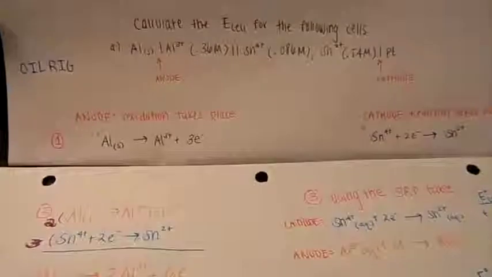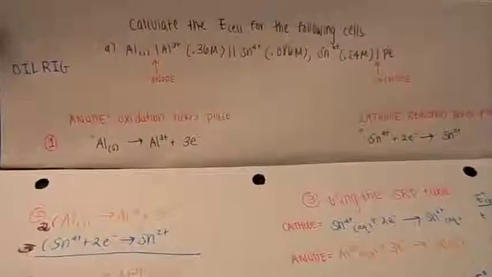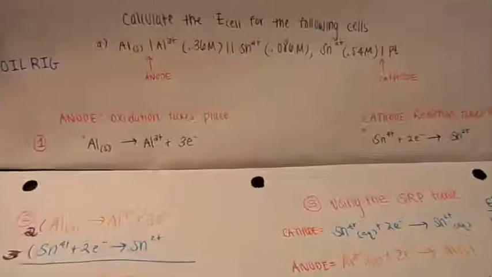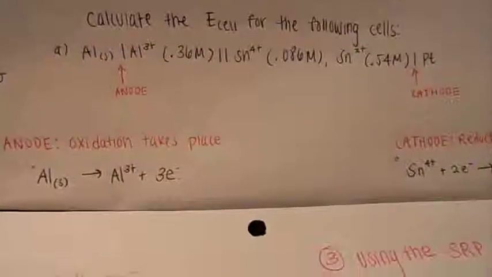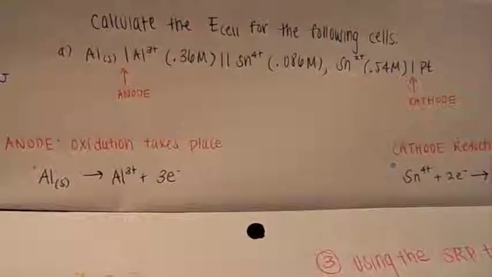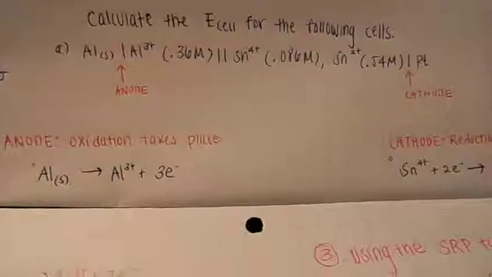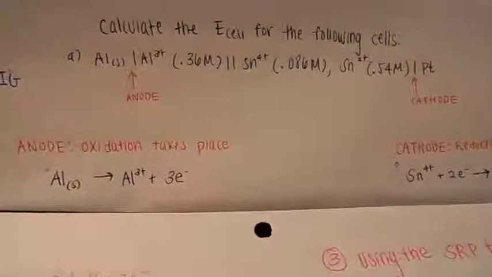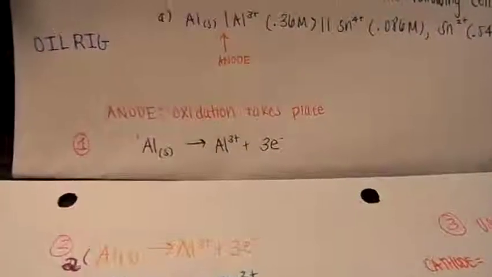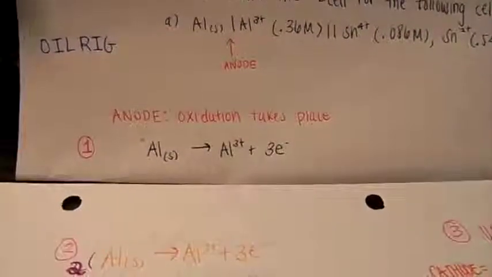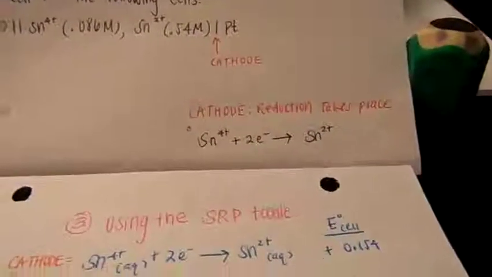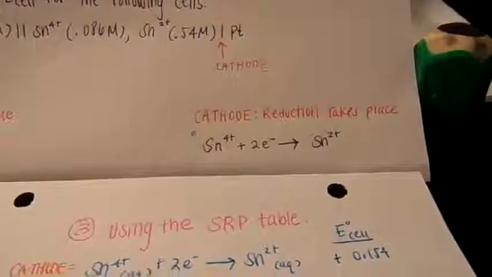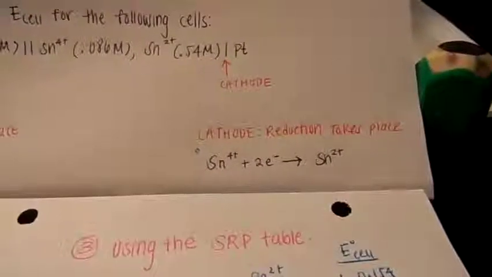Question 2.9 of the electrochemistry unit asks to calculate E cell under non-standard conditions for the following cell diagram. We see that the anode, as always, is on the left and that the cathode is on the right. Using the abbreviation ANOX, we know that oxidation takes place at the anode, and we see that aluminum is oxidized to aluminum 3+. We also can take notice that the cathode reduction takes place using the abbreviation RED-CAT, and we see that tin is reduced to tin 2+.